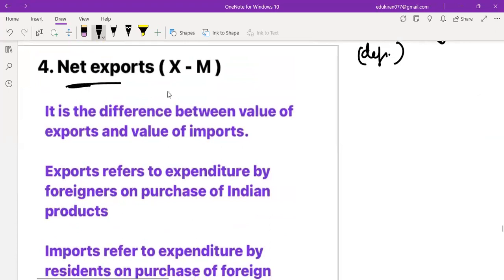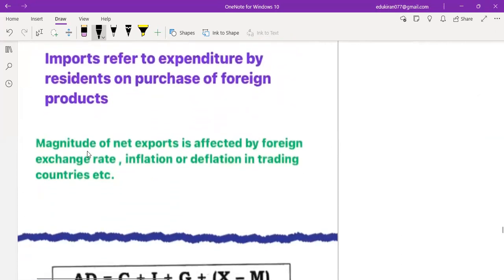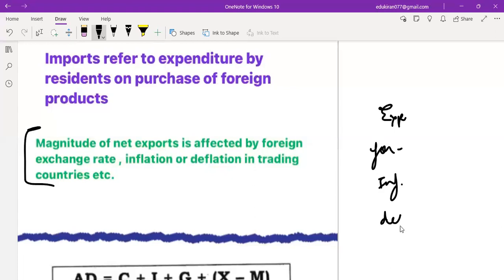Now, net export. Net export is export minus import. It is the difference between the value of export and the value of import. Export refers to expenditure by foreigners on purchase of Indian products. Import refers to expenditure by residents on purchase of foreign products, right? The magnitude of net export is affected by the foreign exchange rate, by inflation, by deflation, all these things.